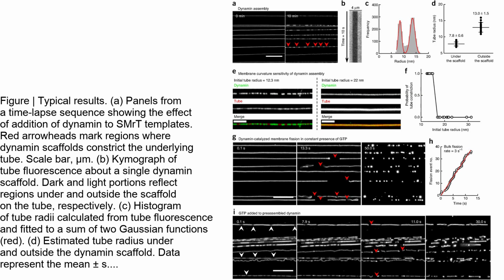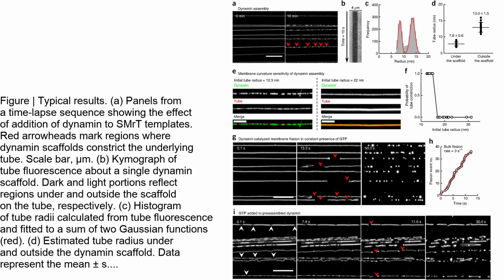Figure 5 in the scientific paper shows the typical results obtained from the use of the supported membrane tube (SMRT) assay system for the analysis of membrane fission reactions. Panel A shows a time-lapse sequence where dynamin, a protein involved in membrane fission, is added to SMRT templates. Red arrowheads mark the regions where dynamin scaffolds constrict the underlying tube.